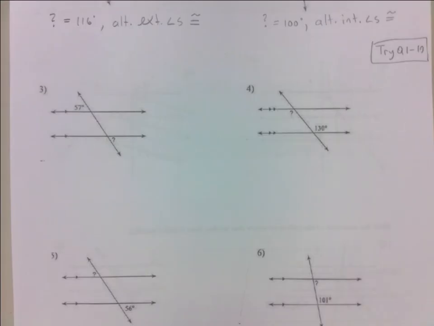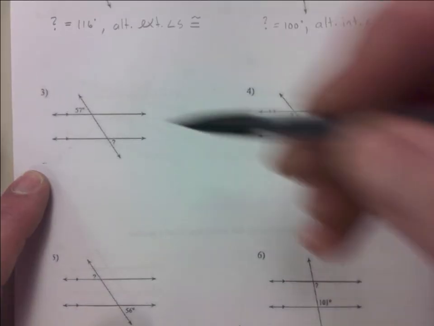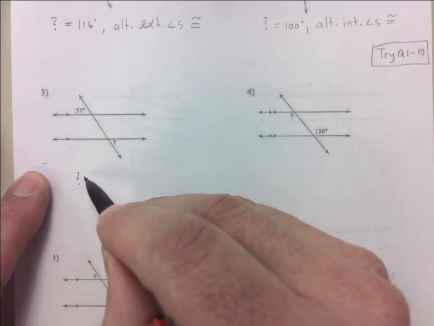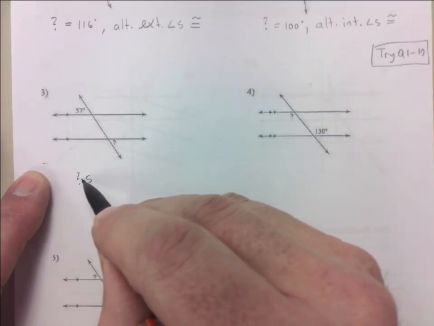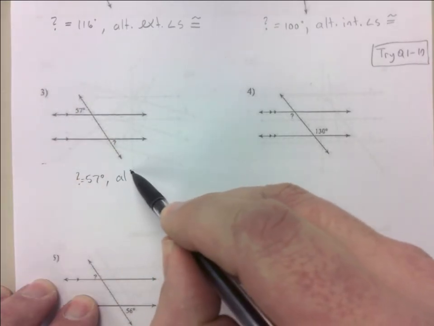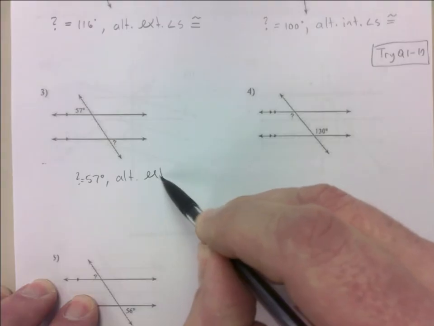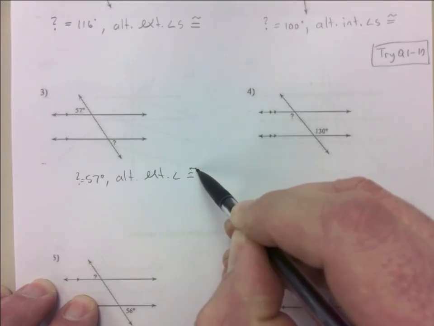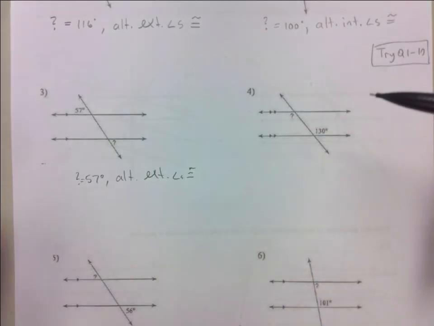All right, let's keep going. Just a quick check here. This is 57, so I hope that you all know that it's 57 degrees. Why? Alternate exterior angles are congruent.